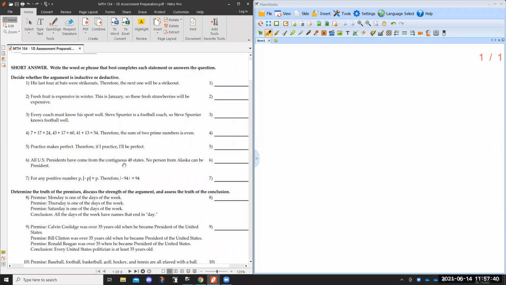All US presidents have come from the contiguous 48 states. No person from Alaska can be president. That's inductive. Just because it hasn't happened yet doesn't mean it can't happen. It's an inductive argument. For any positive number p, the absolute value of negative p is equal to p. Therefore, the absolute value of negative 94 is equal to 94. That's a deductive argument. Starting off with a big, always true rule. This is a specific case of it. Therefore, that should also follow the rule.